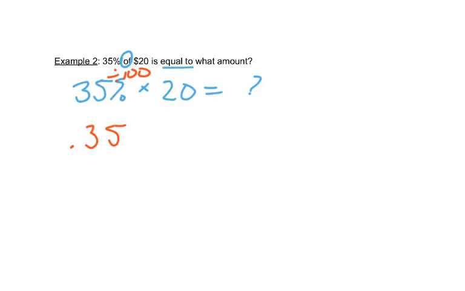Here we have 35% of $20. So we have 35% of $20 is equal to something. We'll change this to a decimal first. So we get 0.35 times 20. And that would be 7. Because the 20 was dollars, the answer is also dollars, $7.